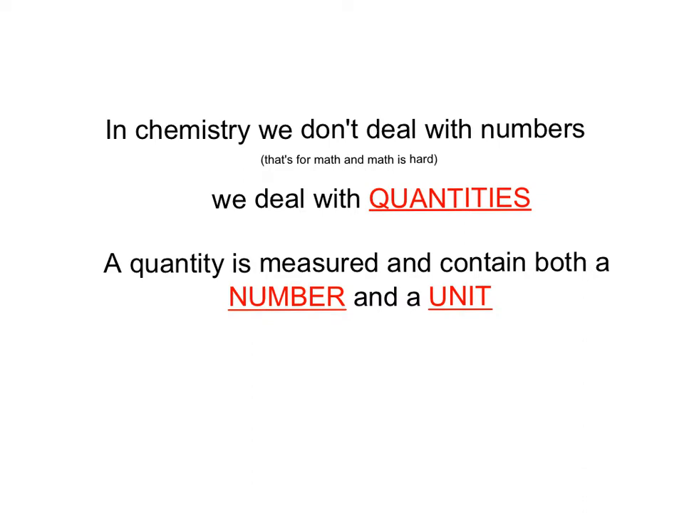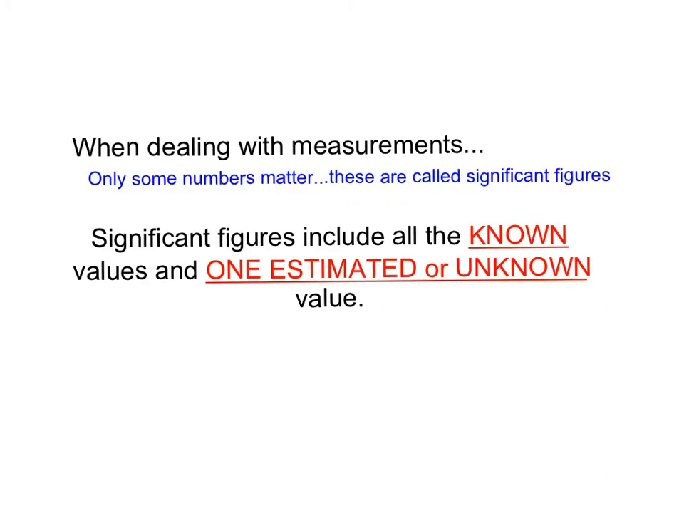Essentially, chemistry and science in general is math with a purpose. Math says 2 plus 2 is 4. Science explains why we are adding 2 plus 2 to equal 4 in the first place. When we're dealing with measurements, only some numbers matter. We call those numbers significant figures.